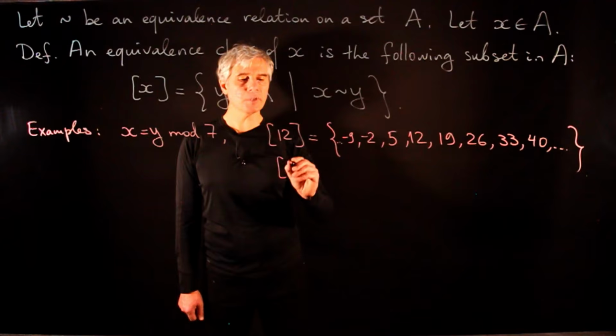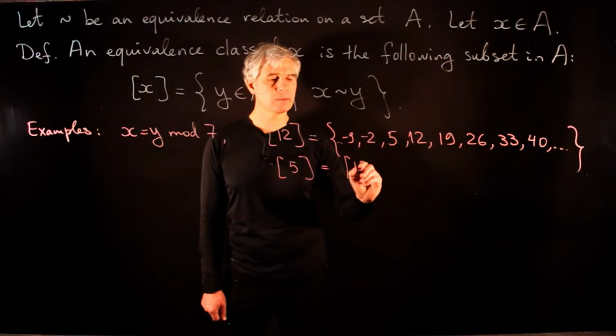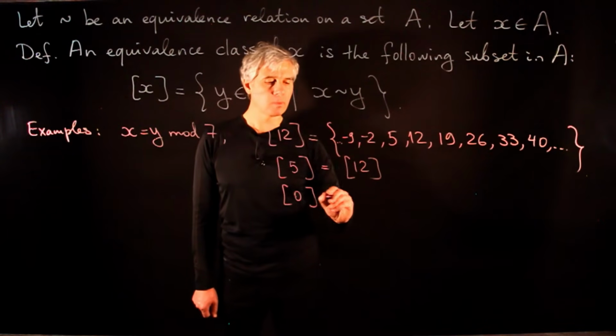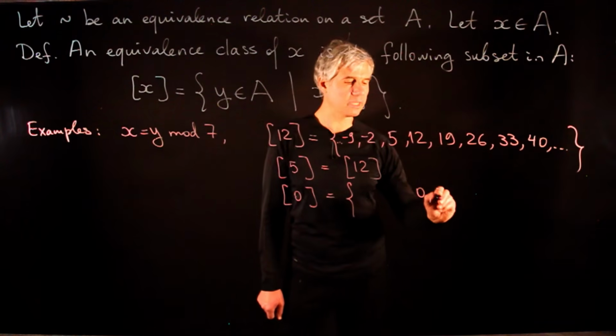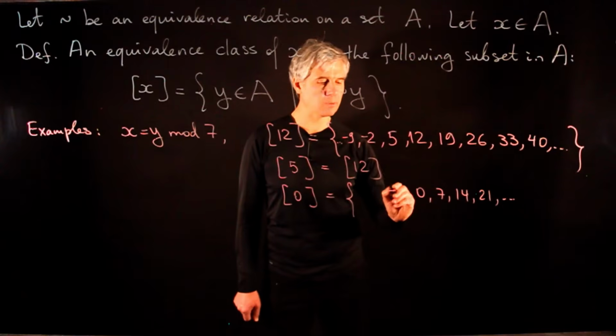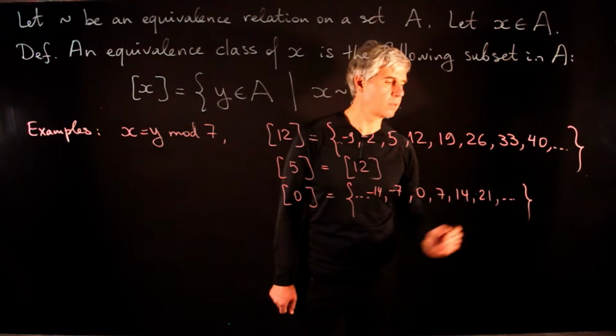If we take an equivalence class of 5, then this will actually be the same set. And an equivalence class of 0 will consist of all multiples of 7. So it will be 0, 7, 14, 21, and in the negative direction, minus 7, minus 14, and so on.